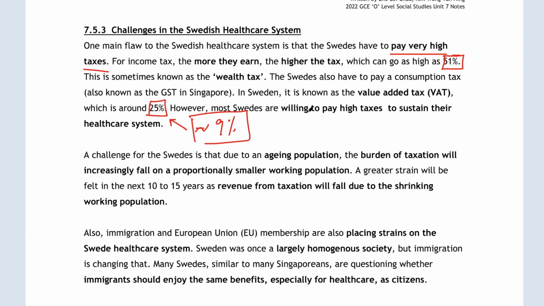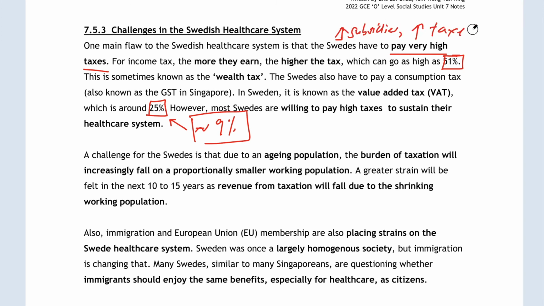25%. However, they are still willing to pay this because they want to sustain this system. So it's very high taxes, but there are some benefits. More subsidies, more taxes. Please remember this point when you're evaluating. More subsidies, more taxes.